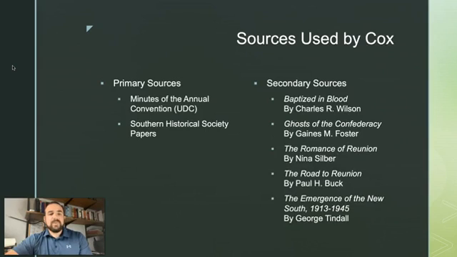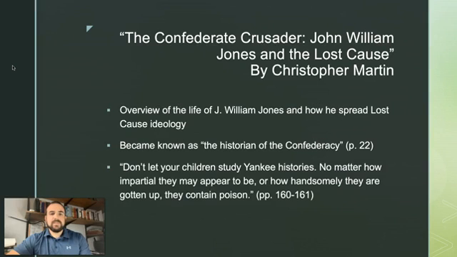Some sources used by Cox: first of all, the minutes of the annual convention were cited throughout Cox's dissertation, as well as the Southern Historical Society papers. Those were two sources that Cox relied heavily upon, as well as some secondary sources listed there. Those are some of the most notable ones.